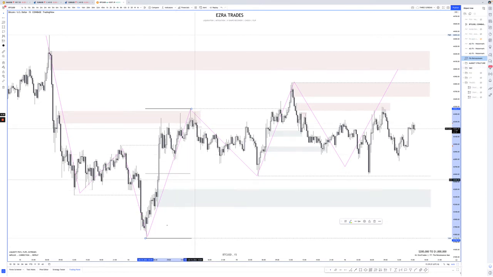And so what I'm looking for is, if this is one swing, right? I'm looking for the pullback. After this takes liquidity, I'm looking for a pullback that does what? Comes back into discount pricing. Discount pricing is anything below the 50%. Anything above the 50% is premium. And why do I do that?